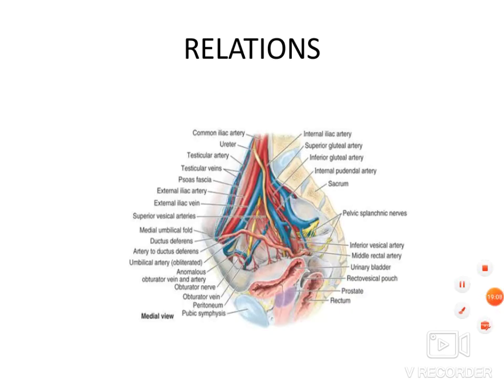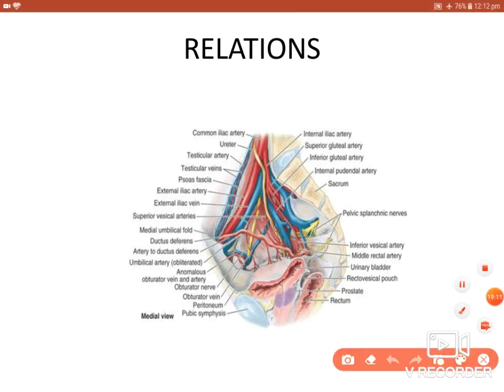Then in this figure you are seeing the sagittal view. This is the pubic symphysis, anterior. This is the sacrum, which forms the posterior. You can see the bladder and the prostate, so this is the male pelvis. This is the common iliac artery, this is the external iliac, and this is the internal iliac. Then this is the external iliac vein and this is the internal iliac vein. Here you can see the ureter crossing the pelvic brim.